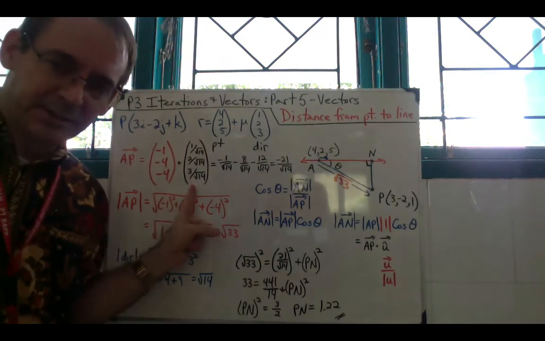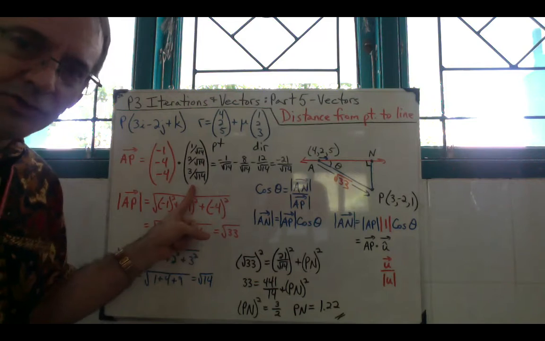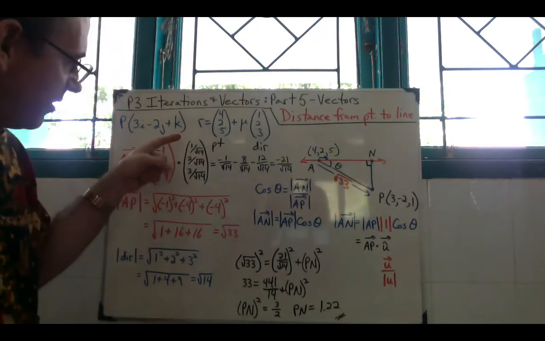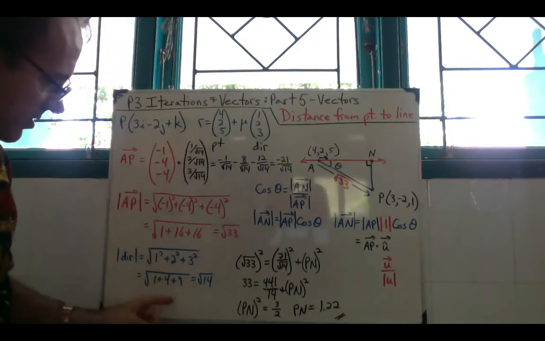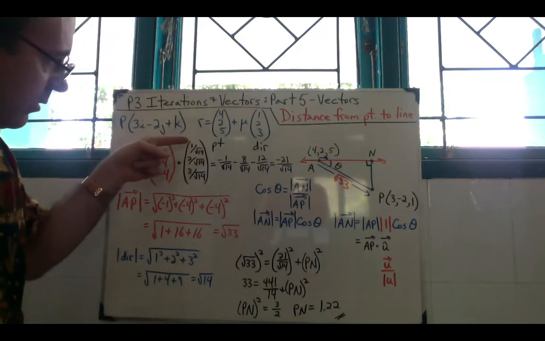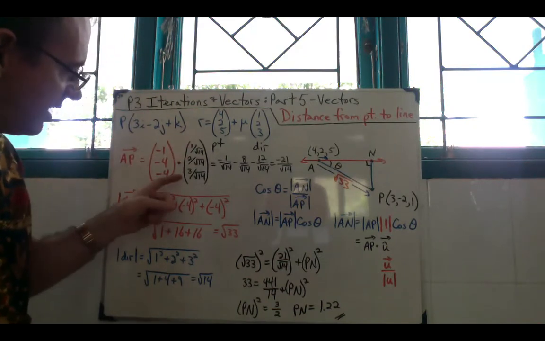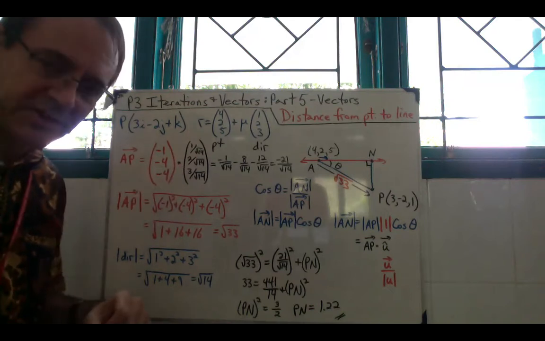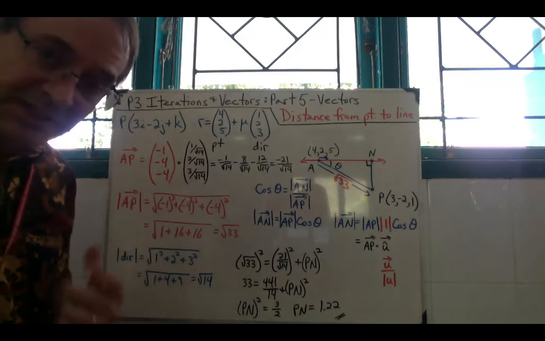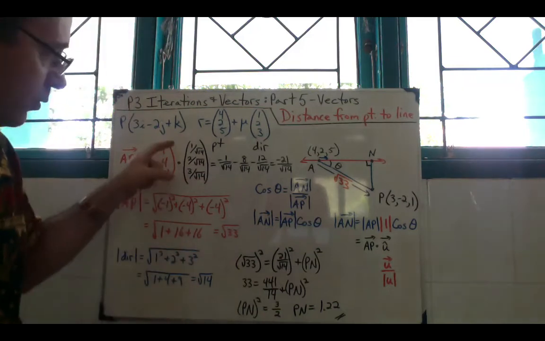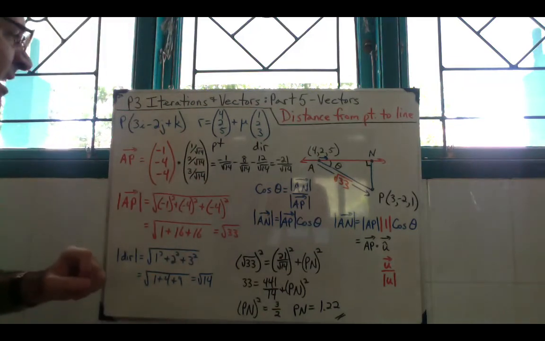If you wanted to double check that, you could do the distance formula with this. In other words, you would square each of these just like you did down here. You would get 1 over 14 plus 4 over 14 plus 9 over 14, and you get 14 over 14, which is 1. That's the length of a unit vector. So if you really wanted to double check, you could.